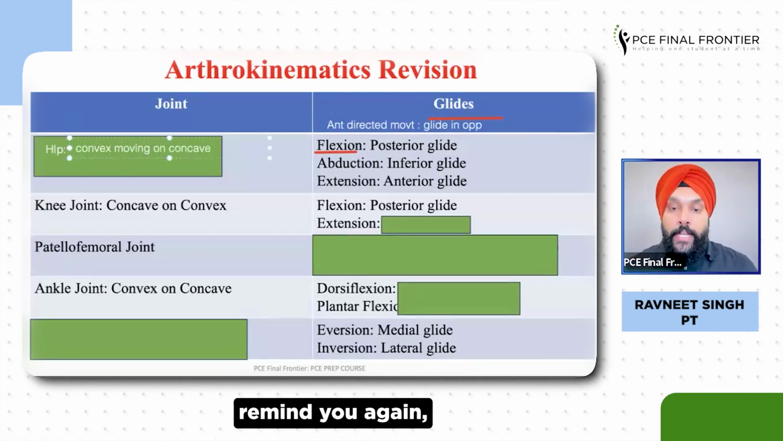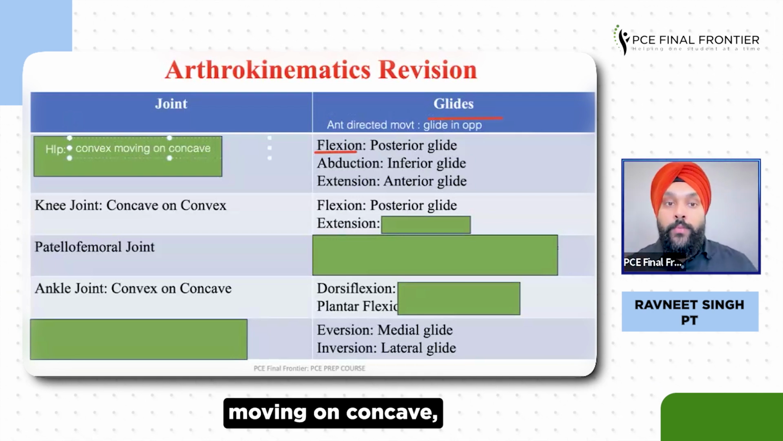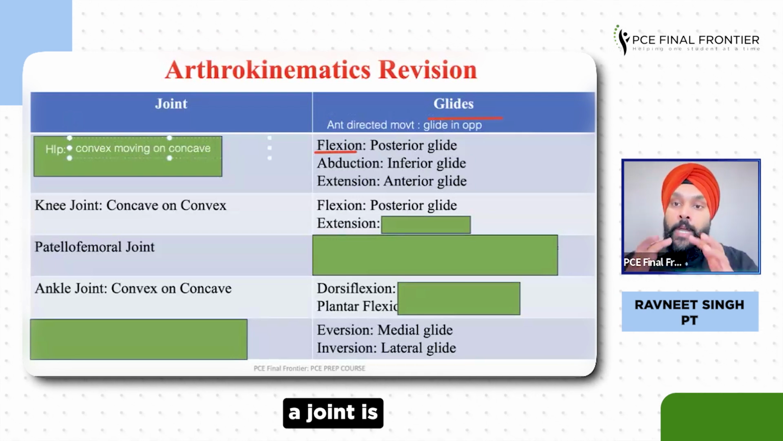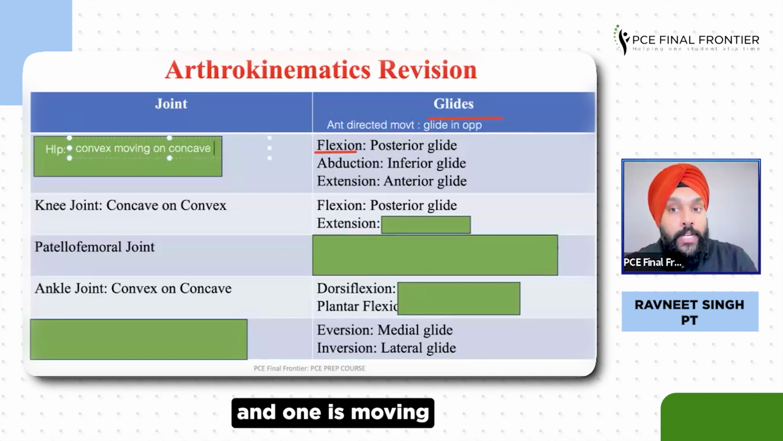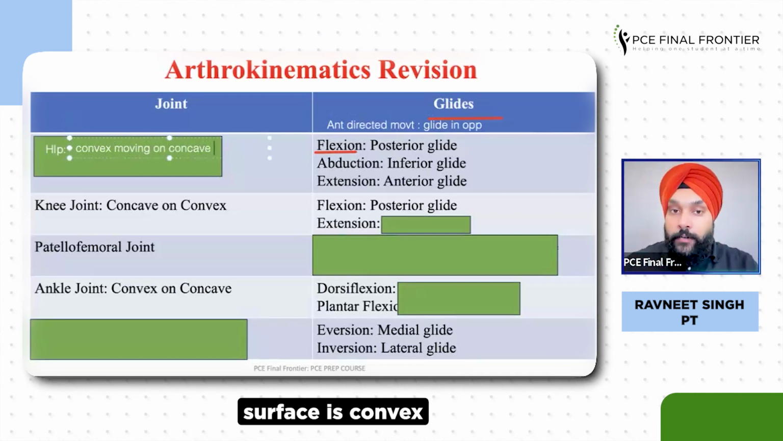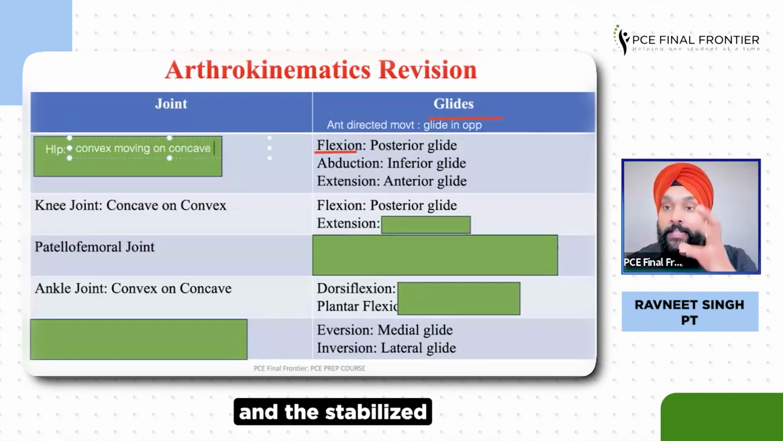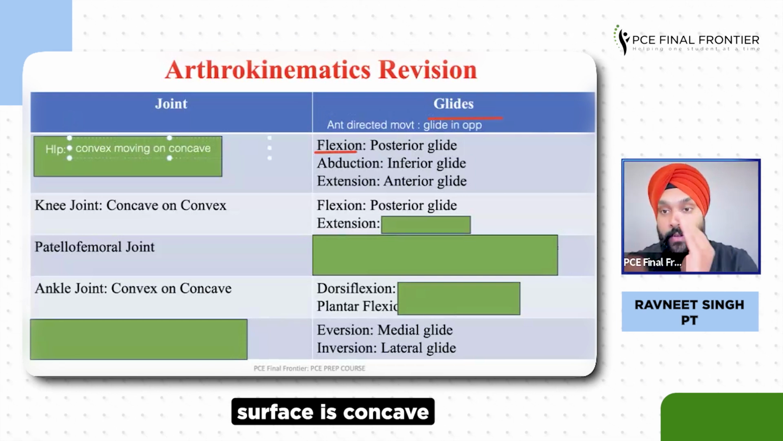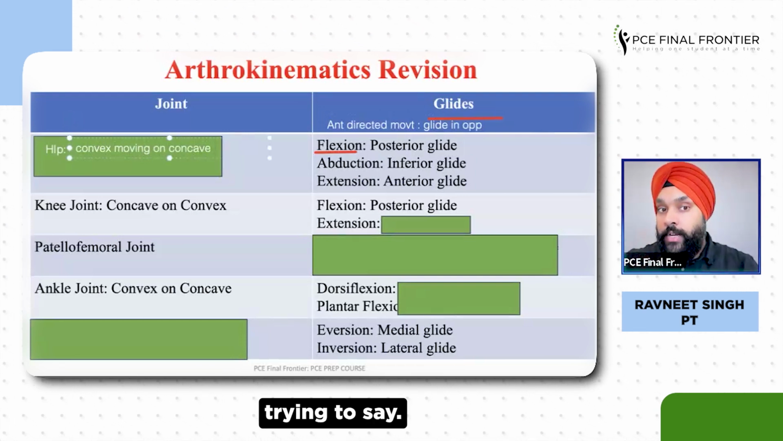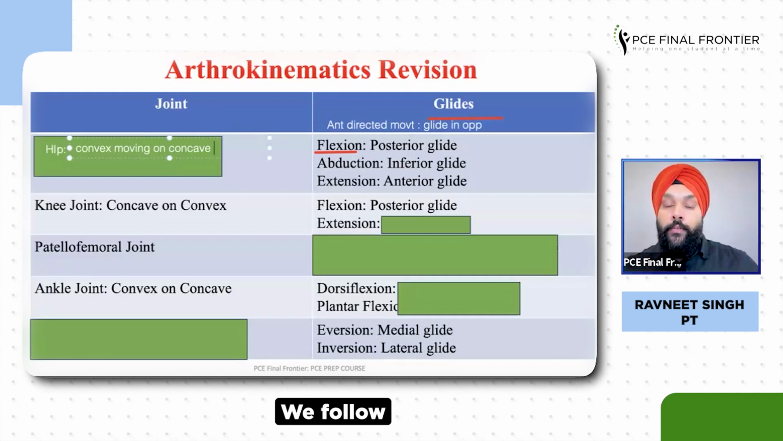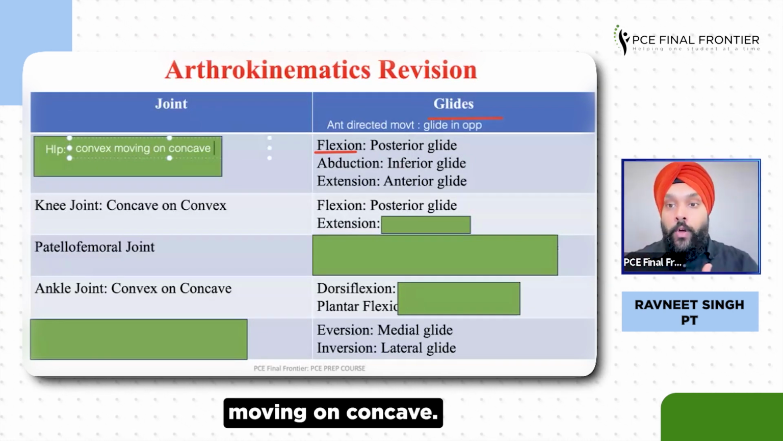So just to remind you again, when we say convex moving on concave, it means a joint is made of two articulating surfaces, and one is stable and one is moving, right? When the moving surface is convex and the stabilized surface is concave, like this, it's a ball and socket joint. That's what it's trying to say. Like the hip joint, we follow the rule of convex moving on concave.